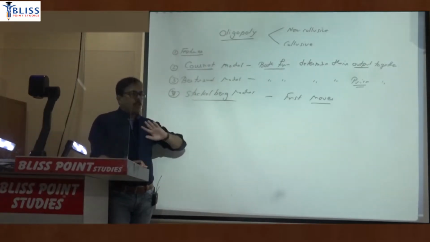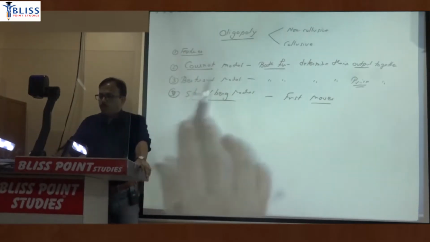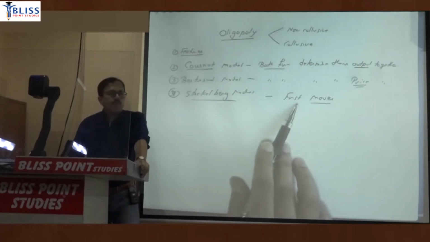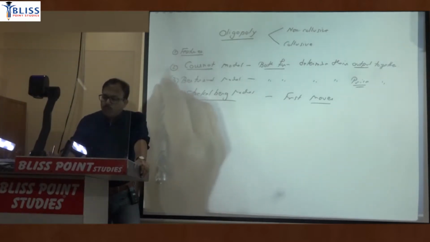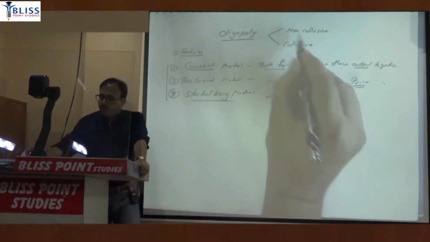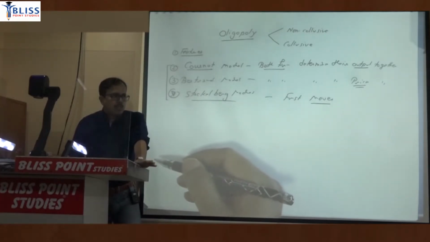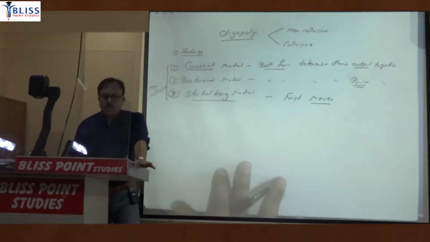In Cournot, no one is leader, both are determining together. So in the Cournot model, both firms determine their output together. In Stackelberg, one firm will set first, then the second firm will take the decision, and the leader could be the first firm or the second firm. But these all three models are part of non-collusive oligopoly. There is no collusion here, they are competing with each other. So all are examples of non-collusive oligopoly.